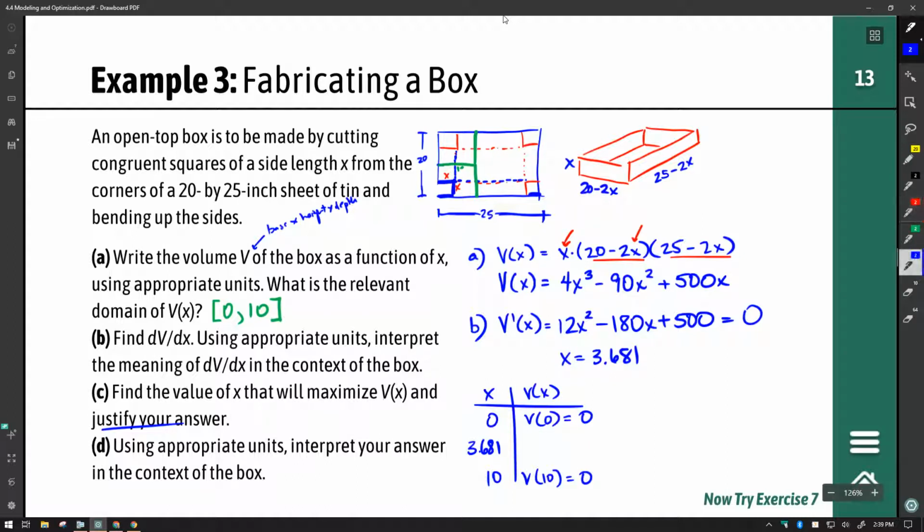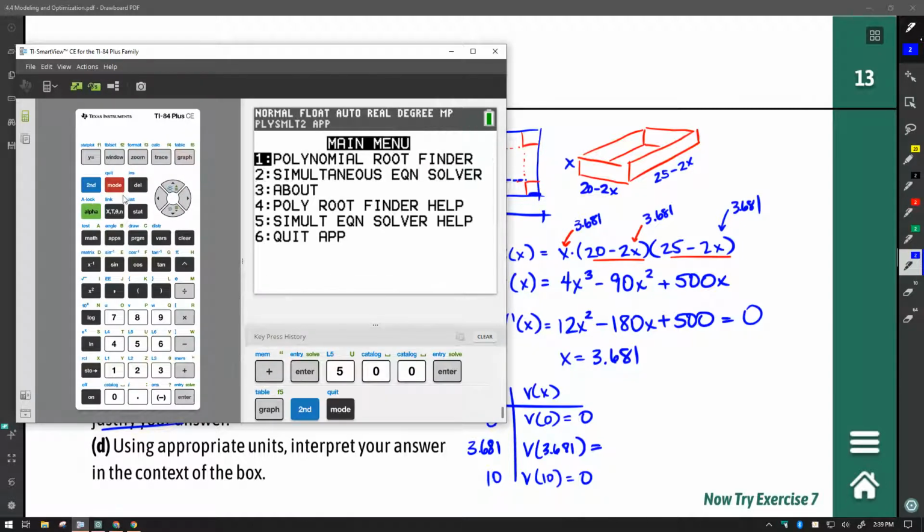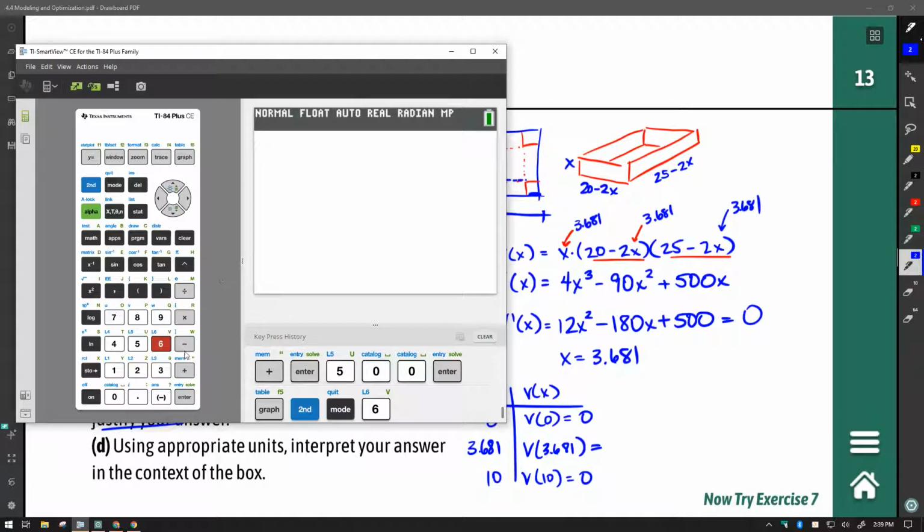Now we want to know V of 3.681. So let's try that out. We're going to plug a 3.681 in here and in here and in 3.681 there. So let's grab our graphing calculator one more time. Let's go back to the home screen and quit that app. Let's go 3.681 times a 20 minus 2 times 3.681, and then times a 25 minus 2 times 3.681. Let's hit enter there.